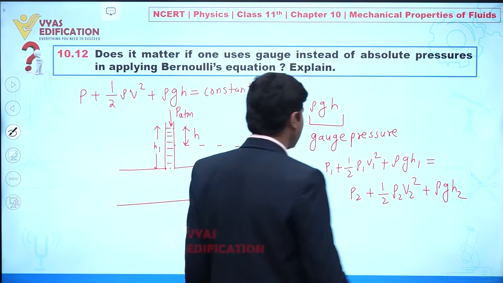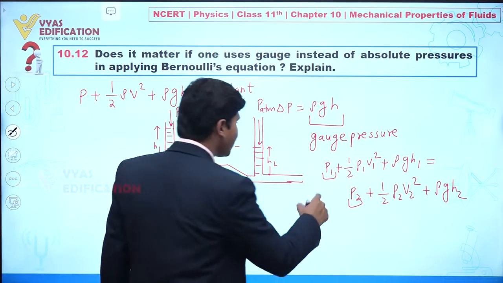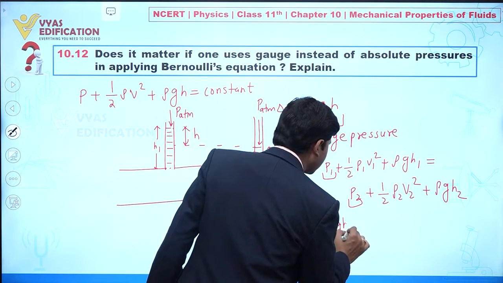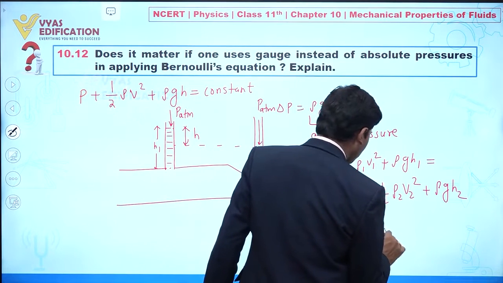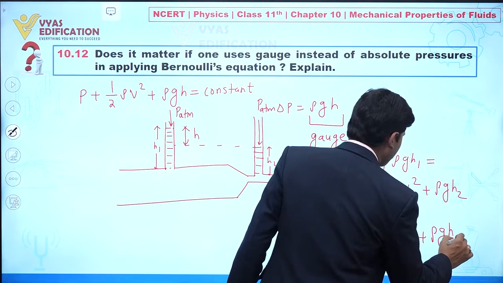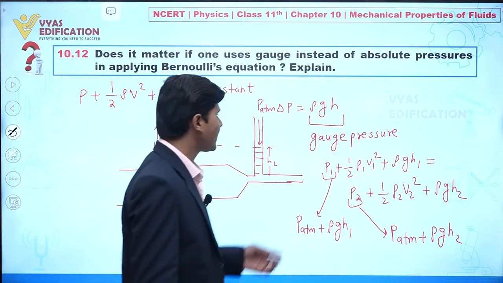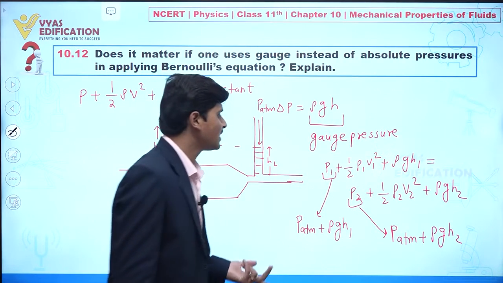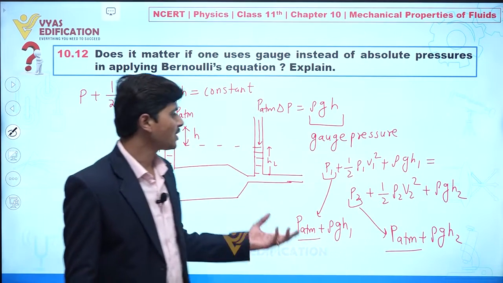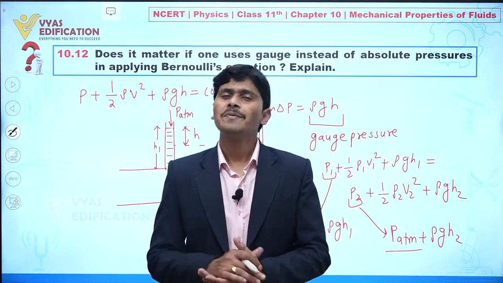So from here you can say, if we write this pressure P1 and P2 in terms of absolute pressure, then we can write like this. This is P atmosphere plus rho g h1, this is for P1, and for P2 you can write like this: P atm plus rho g h2. Clear? So if you are writing here absolute pressure or gauge pressure, it doesn't matter. This value always remains the same. So at that time you can utilize the gauge pressure instead of absolute pressure. Clear? So this is all about this question.